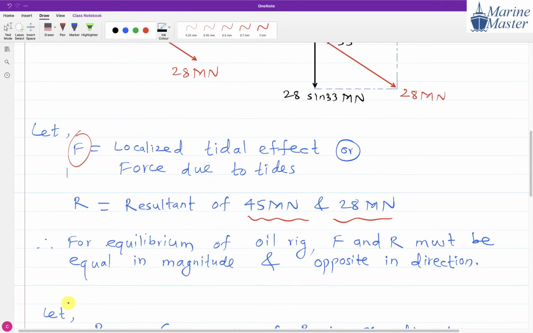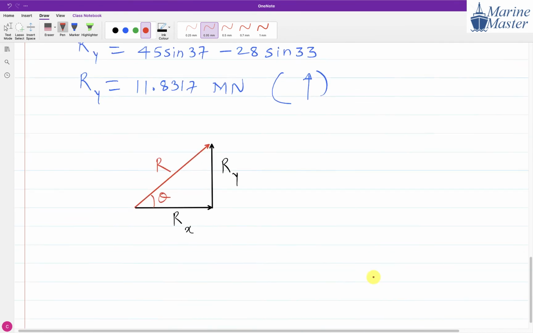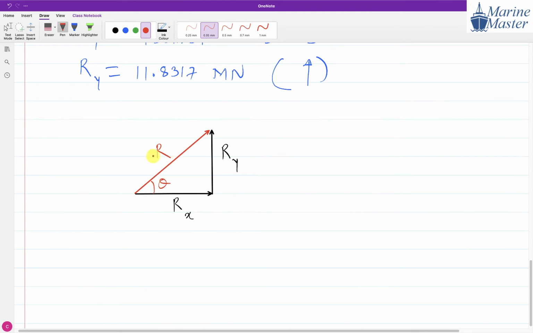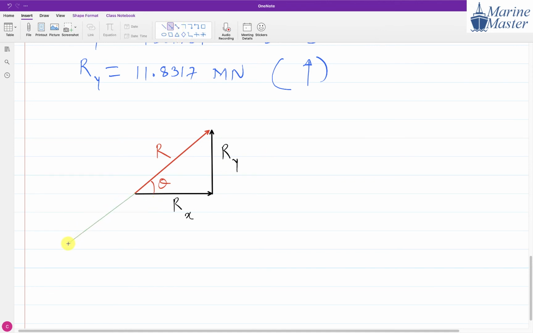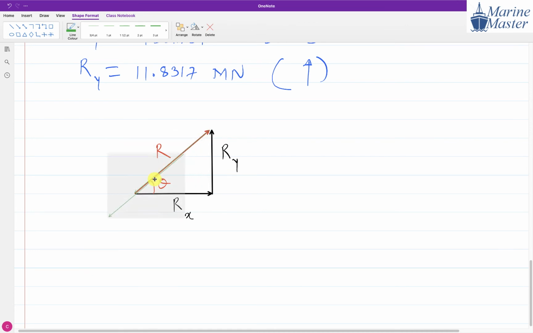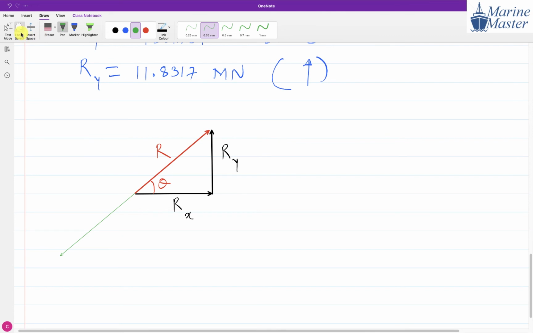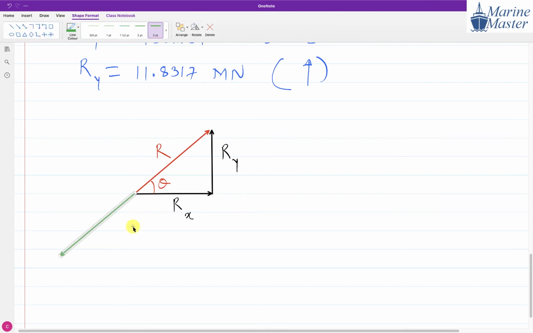But what we have written for equilibrium of the oil rig, just have a look here. For equilibrium of the oil rig, F and R must be equal in magnitude and opposite in direction. So from this diagram we will get R. But to get F, F must be equal in magnitude and opposite in direction. So exactly as R, we will draw F.